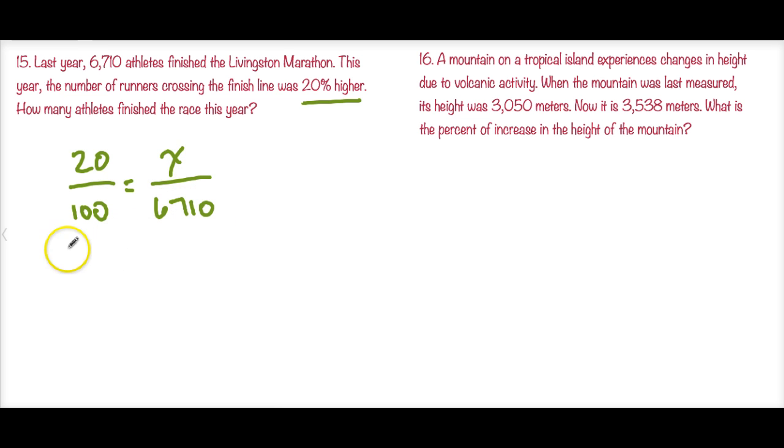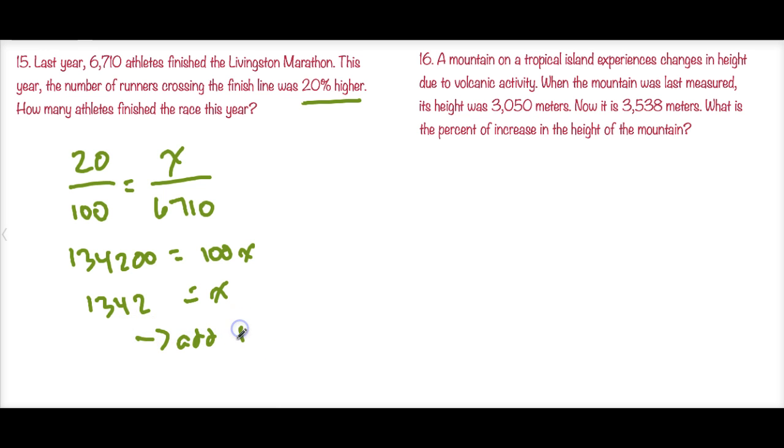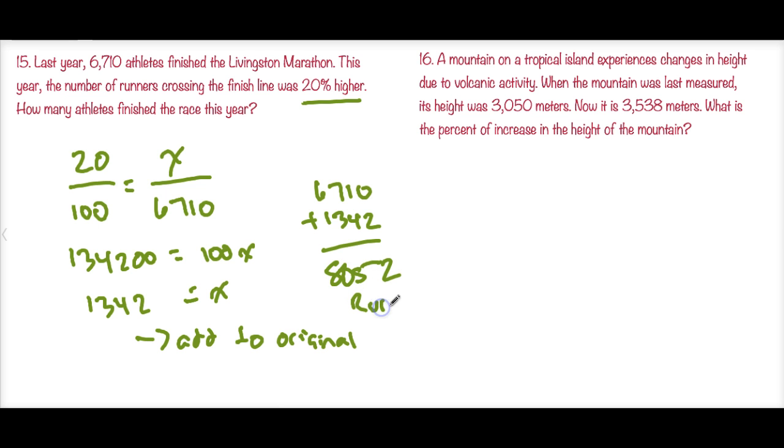So I cross multiply, and I get this equaling 100x, and x equaling 1,342 more runners. So we have to now add this to the original. So that's going to be 6,710 plus 1,342 to be a total of 8,052 runners. And this is a percent change problem.